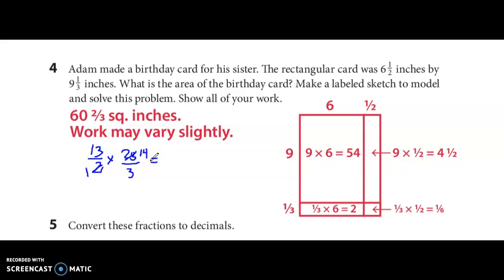Now I'm going to go ahead and multiply this out. So 13 times 14 is 182. And then 1 times 3 is 3. 3 goes into 182 60 times with 2/3 left over. Square inches.